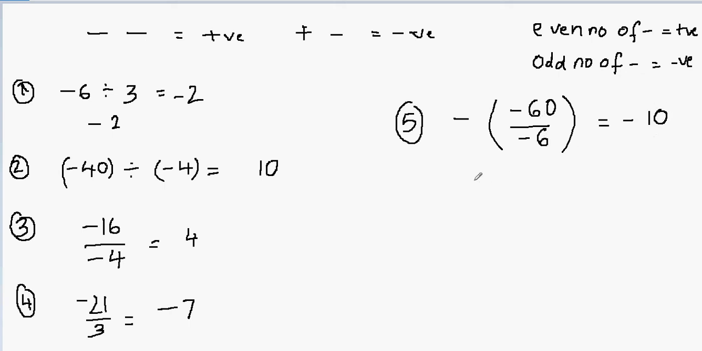Now if you want to do it the other way, you can just ignore this negative sign for a bit and first solve inside the parentheses. So negative 60 divided by negative 6. I know that when I divide numbers with like signs, I get the positive result. That means negative 60 divided by negative 6 will give me positive 10. But I have the negative sign which I ignored, so I'll put the negative sign in front of my answer. So my final answer will be negative 10.